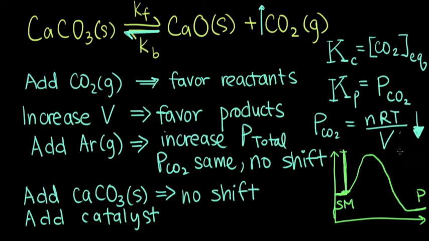Our backward rate, Kb, is determined by the size of this energy barrier, so the difference in energy between the product and our transition state.